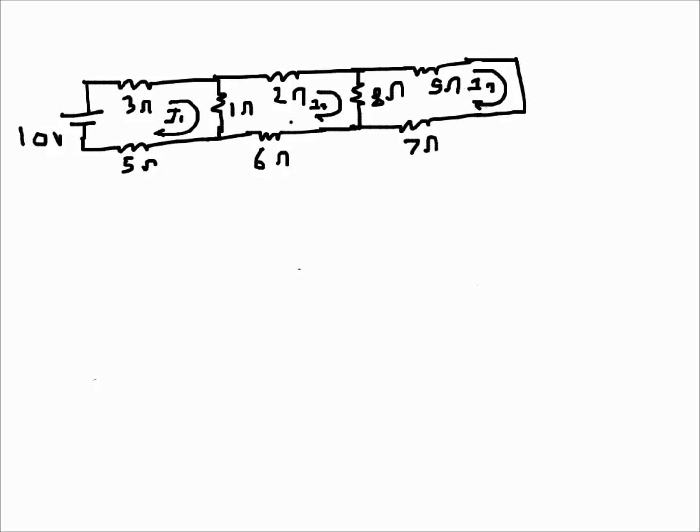So for the first one, as before, all the resistances, 3 ohms plus 1 ohm plus 5 ohm, will go with I1. Then this 1 ohm is common between I1 and I2, so I2 will come as a negative here, and there is nothing common with I3, so this first equation will not contain I3. For the second one, there is no voltage source here, so it's 0 on the left hand side.